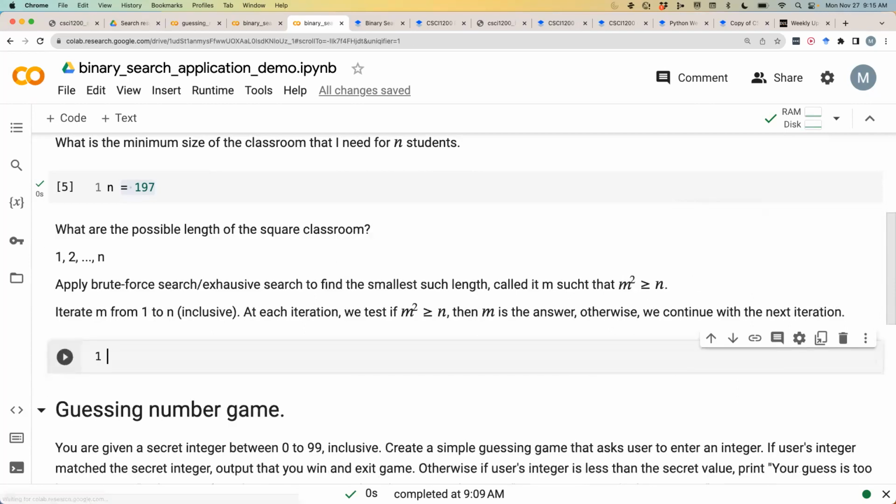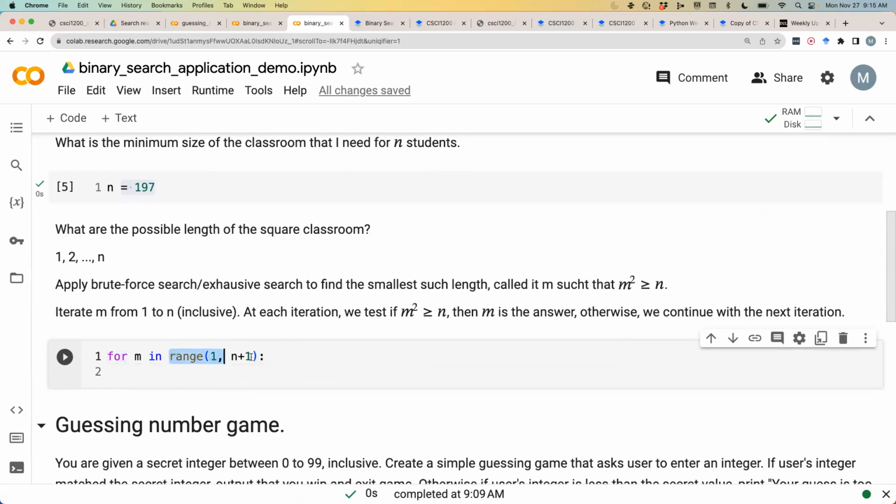Okay, so that's the idea. We start from m in my search space, starting from 1 all the way to n, including n. Remember, range(1, n+1) will generate integers from 1 to n, not including n plus 1. You include the start all the way, but not the last element, which is n plus 1. So eventually you stop exactly at n, okay?